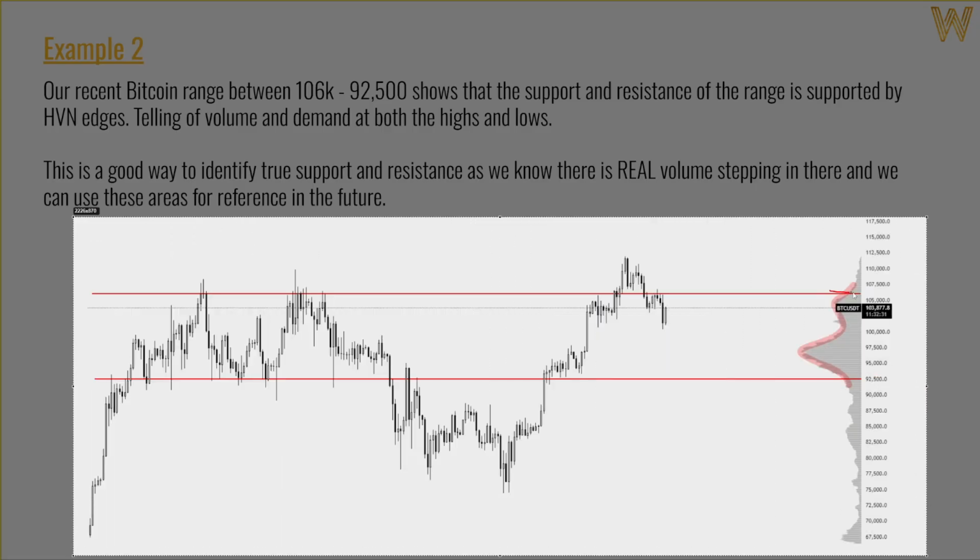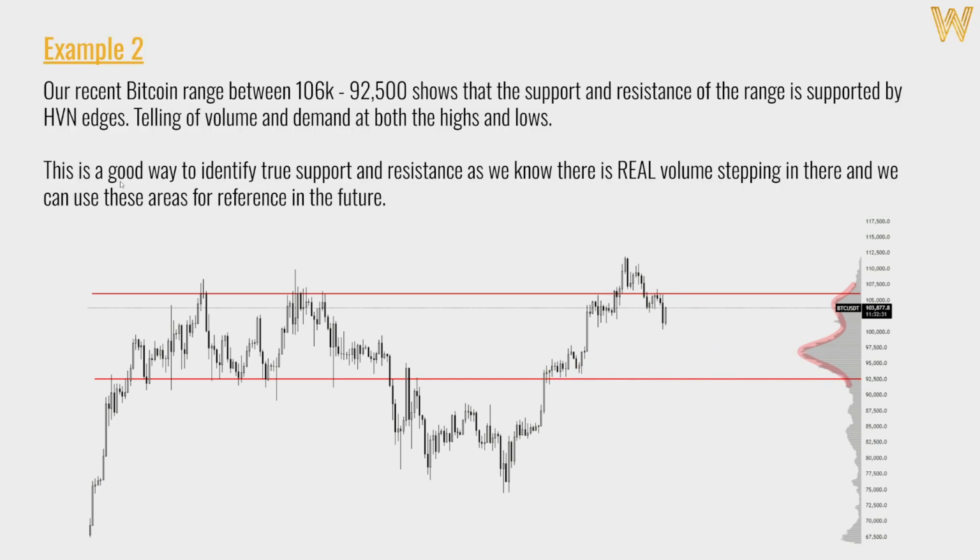We can see the high volume node edge here. This is the high volume node profile. We can see the edge of that profile matches up to resistance, and equally the low matches up with support. As we reclaimed, we held the high volume node edge as support, and then we eventually got a move to the POC and then the value area high as well. So this is a good way to identify true support and resistance, as we know there is real volume stepping in, right? That's the most important thing about a market.